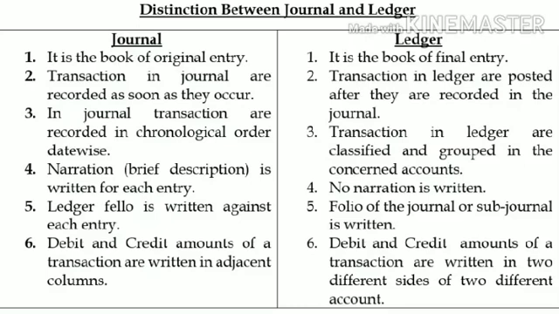In journal, transactions are recorded in chronological order, whereas transactions in ledger are classified and grouped in the concerned accounts. In journal, narration is written for each entry, whereas in ledger, no narration is written. In journal, debit and credit amounts of a transaction are written in adjacent columns, whereas in ledger, debit and credit amounts of a transaction are written in two different sides of two different accounts.